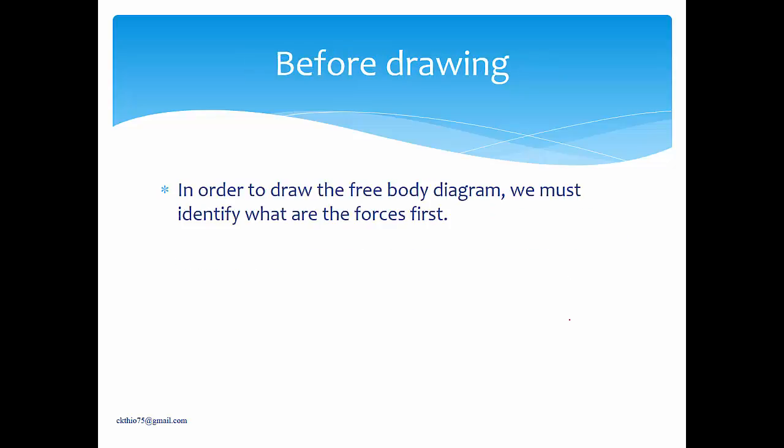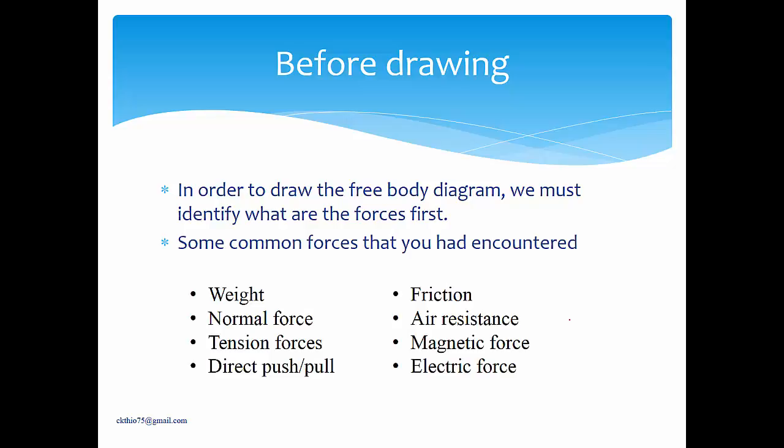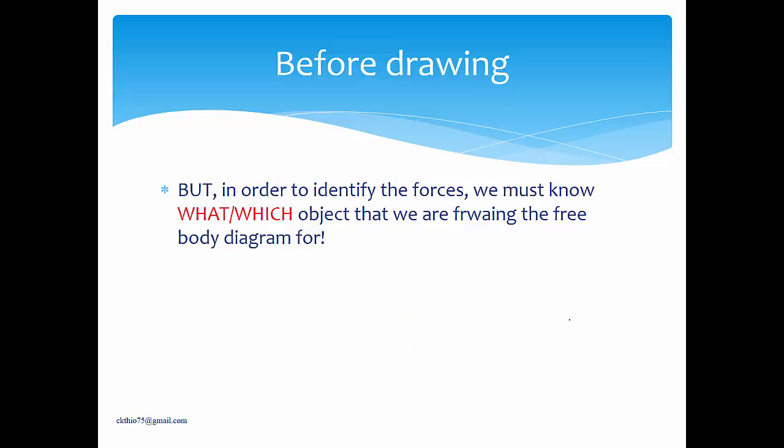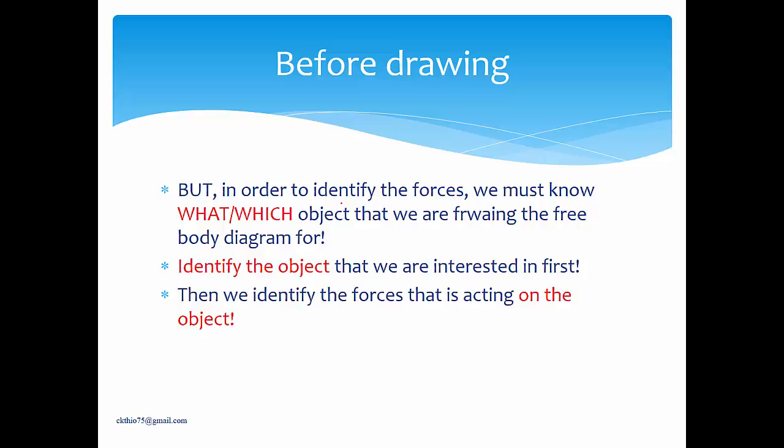So before we draw, in order to draw the free body diagram, we have to identify what the forces are first. Okay, some are common forces that we encountered. But in order to identify forces, we must first know which object we are drawing the free body diagram for. So we have to identify the object that we are interested in. Then we identify the forces that are acting on the object.